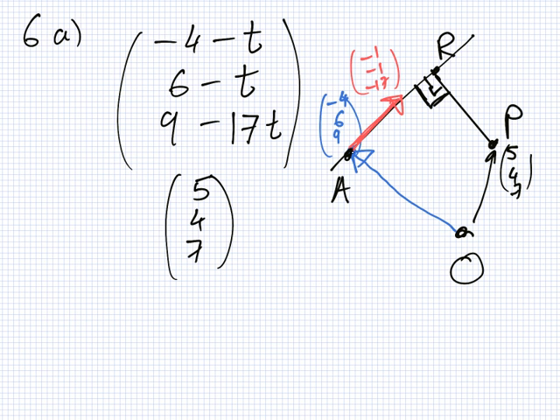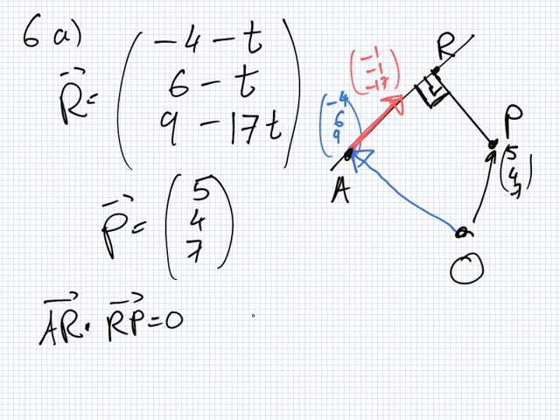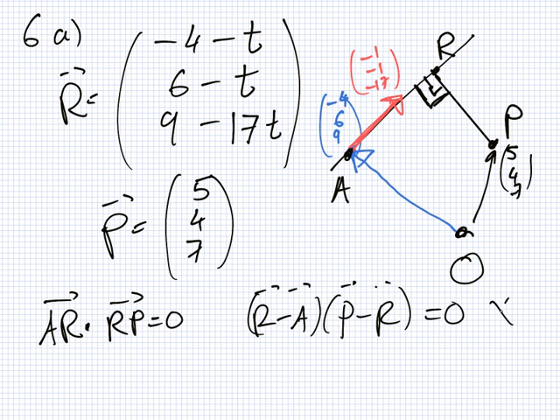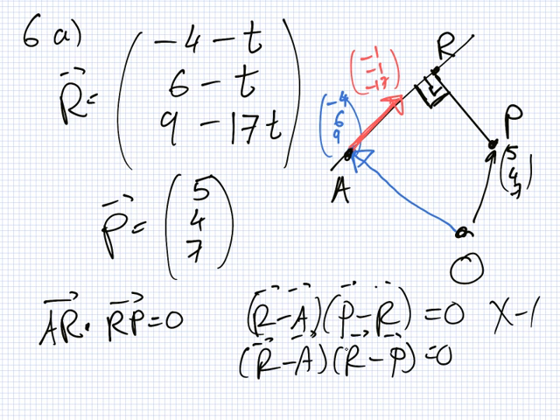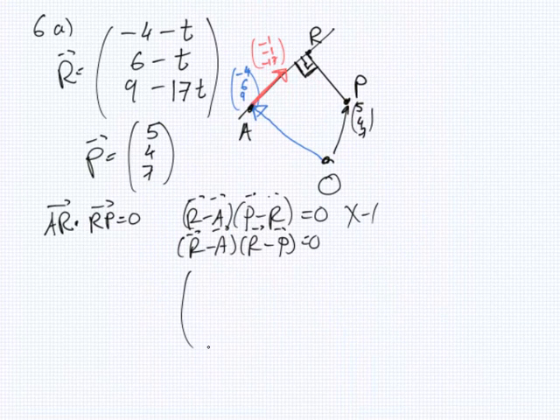So what is the relationship between A, R, and P? A, R dot R, P should equal 0. So that means (R minus A) times (P minus R) should equal 0. Because it's equal to 0, I can multiply it by minus 1. So I get (R minus A) dot (R minus P) equals 0. So let's calculate that.